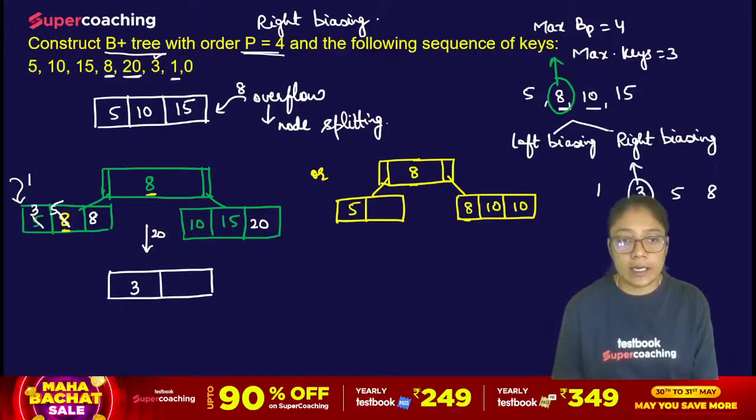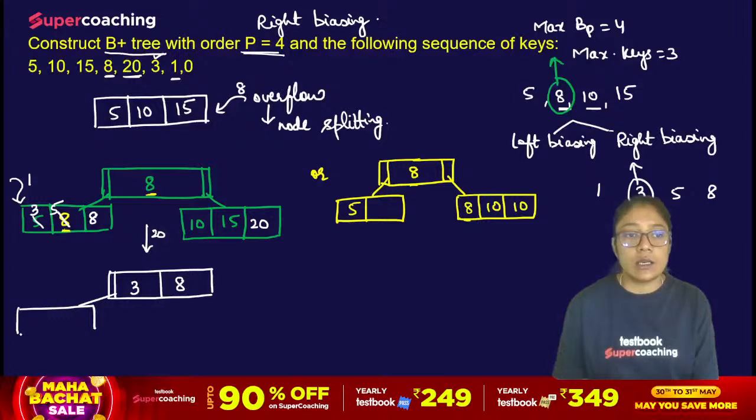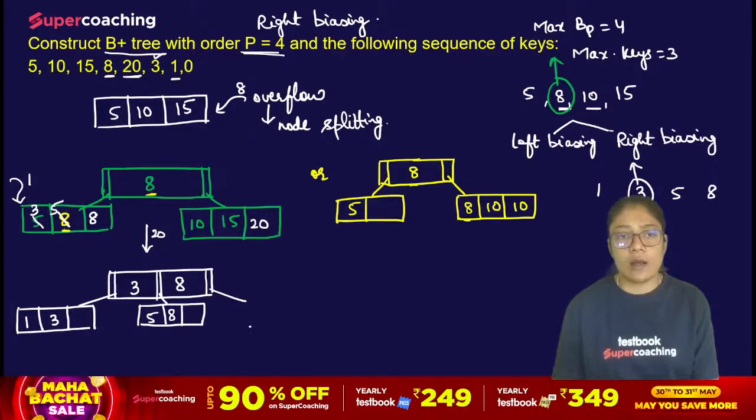3 and 8. To the left of 3 we have 1 only, and since we are maintaining the copy on the left side, its copy will also be present in the left block. To the right of 3 we have 5 and 8. To the right of 8, we have 10, 15 and 20. There will be no change.